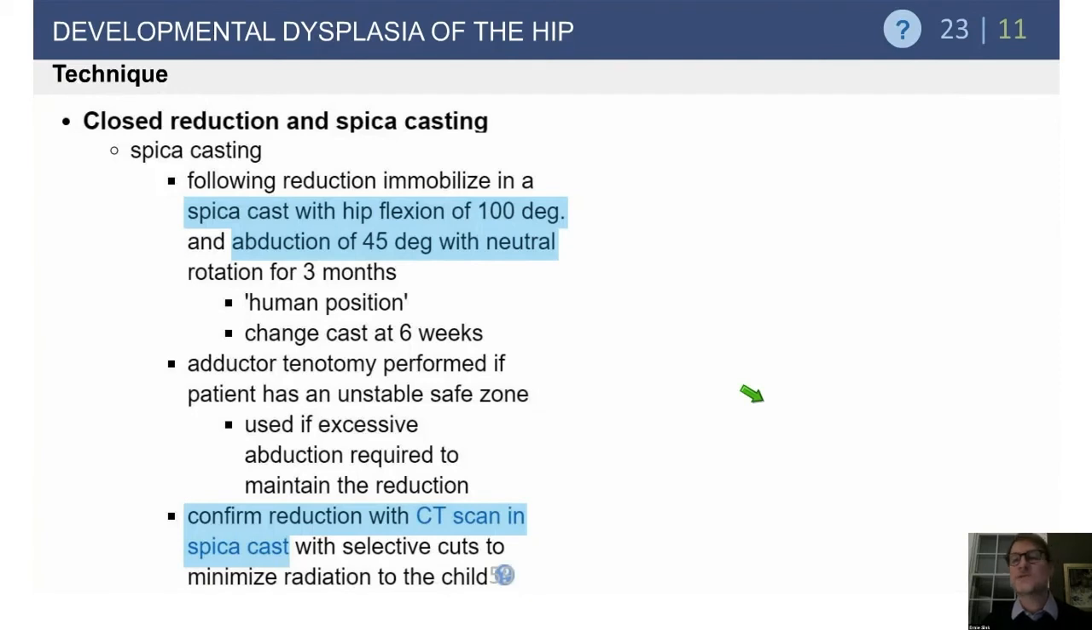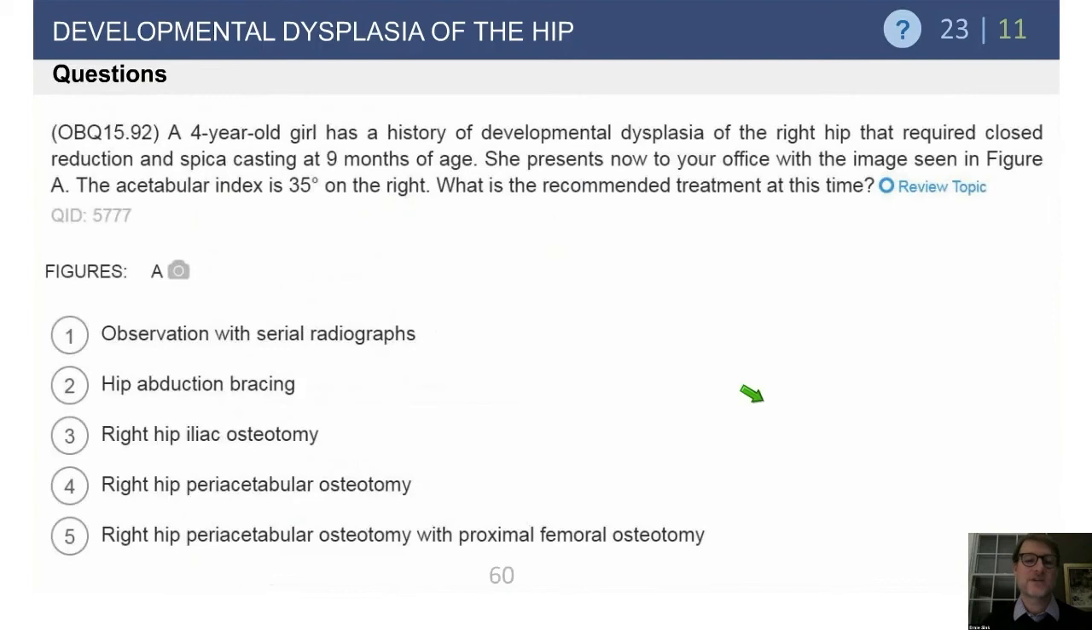We continue it for 6 weeks, and then we'll do a cast change at another 6 weeks. And you want to confirm the reduction with a CT or MRI. So here's a patient with DDH who required closed reduction at 9 months of age. What is the recommended treatment?